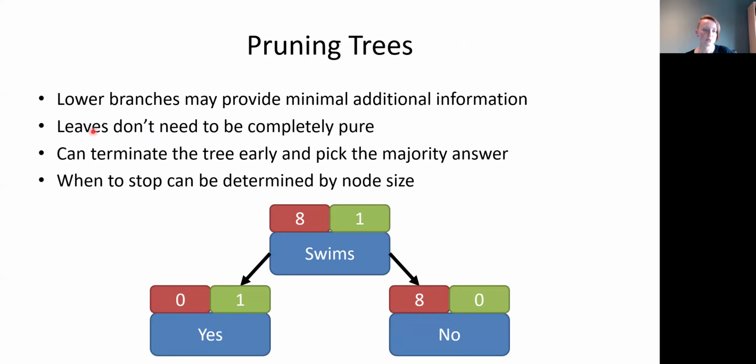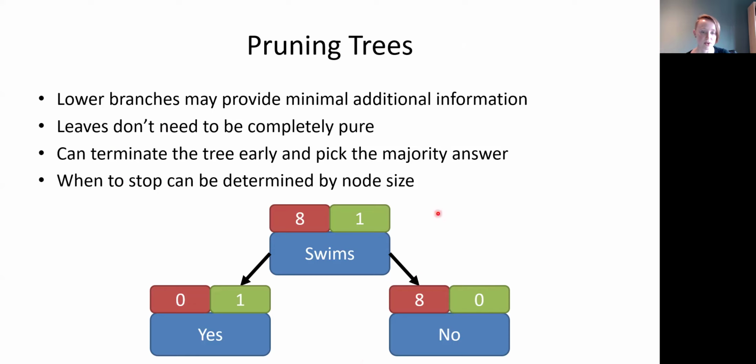The other thing we can do with trees is prune them. So sometimes lower branches don't really provide additional information, and we don't really need the bottoms of our trees or the bottom leaves to be completely pure. So it might be that we want to stop our trees early and just pick a majority answer.